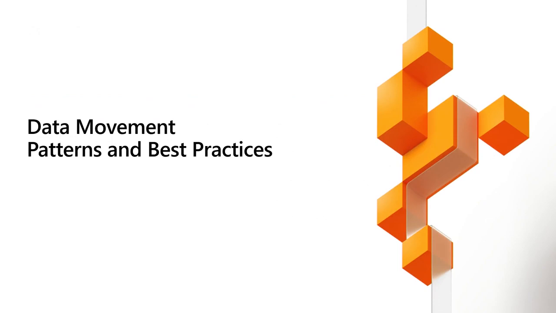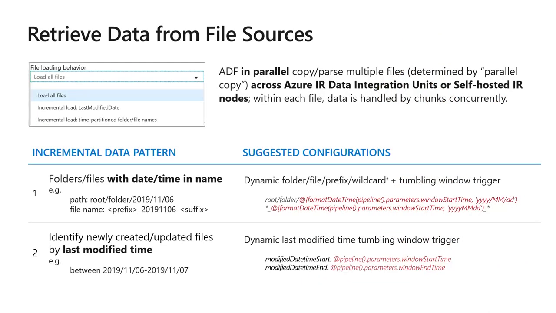Next, I want to talk about the different patterns and best practices for how to retrieve data from different types of data stores. We largely divide them into file-based stores and non-file-based ones, as well as relational or SaaS applications. For file-based stores, it's quite easy to configure in ADF. You just point to a path, either as a source or destination, and ADF will retrieve the data from there or write data to there.